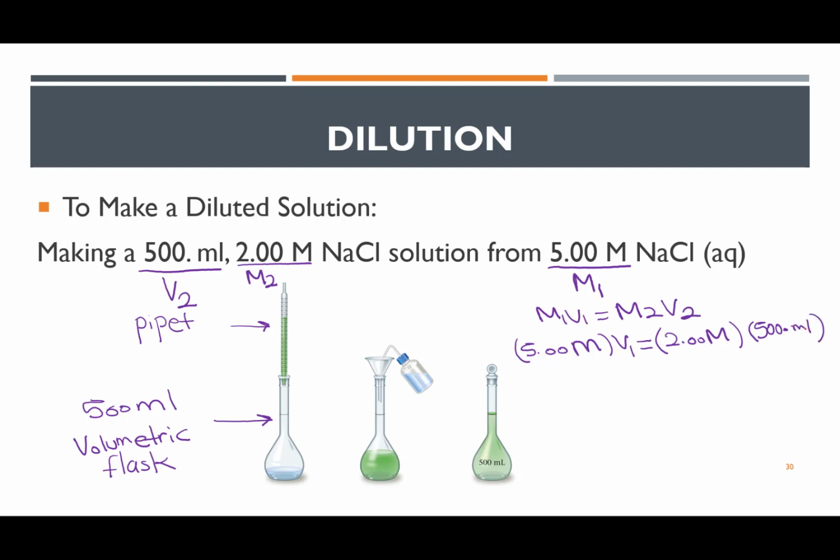Okay, now let's do the calculation. V1 is equal to 2 times 500 divided by 5, which is 200 milliliters. Okay, let's give it for now 200 milliliters.